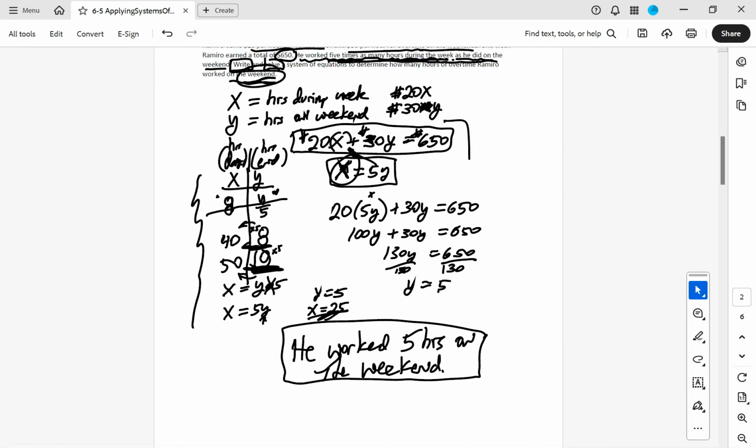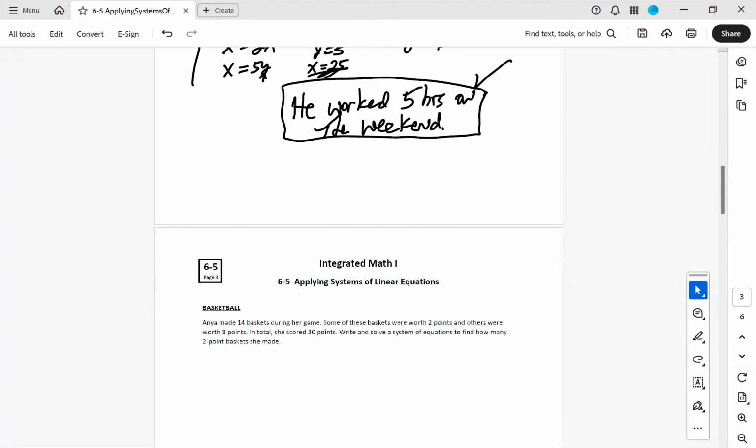So I have here the two that are systems of equations, got them both, and I have here the result, or the number of hours that he worked on the weekend. And that's how you solve this problem. Very similar to the first one, just a little twist with the x and the y there on it, and the wording of the equation.